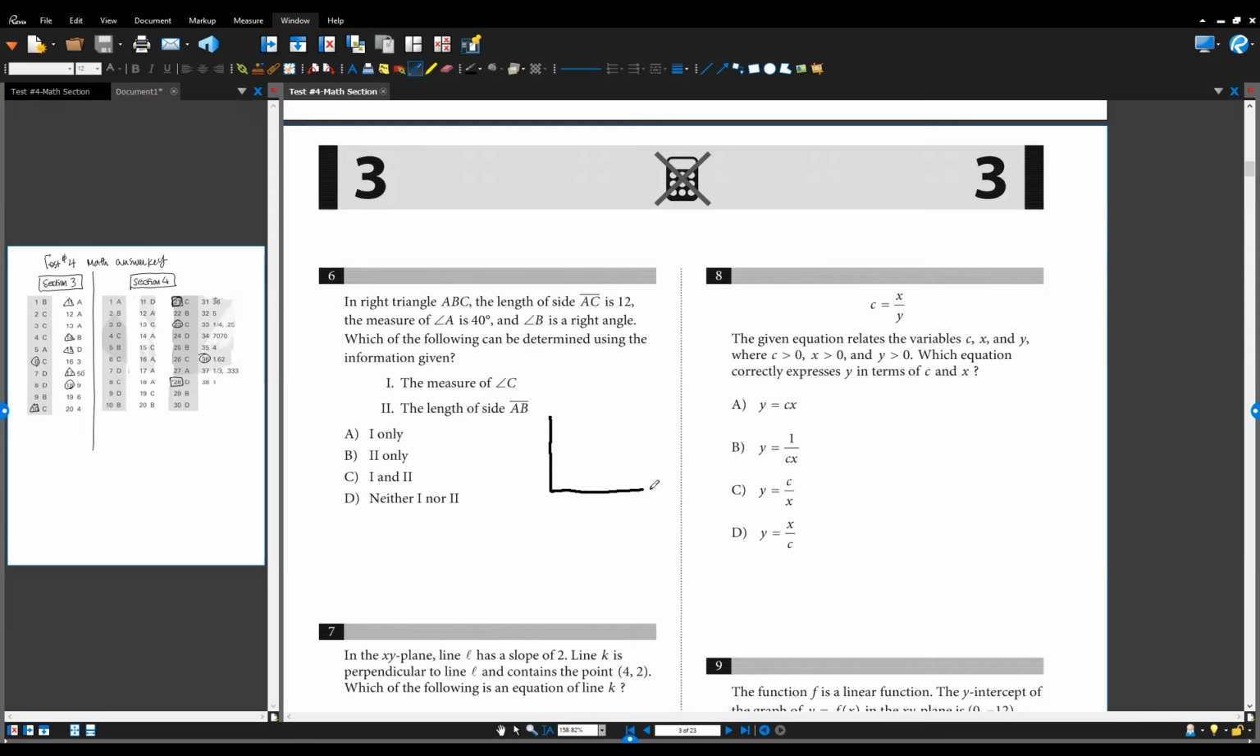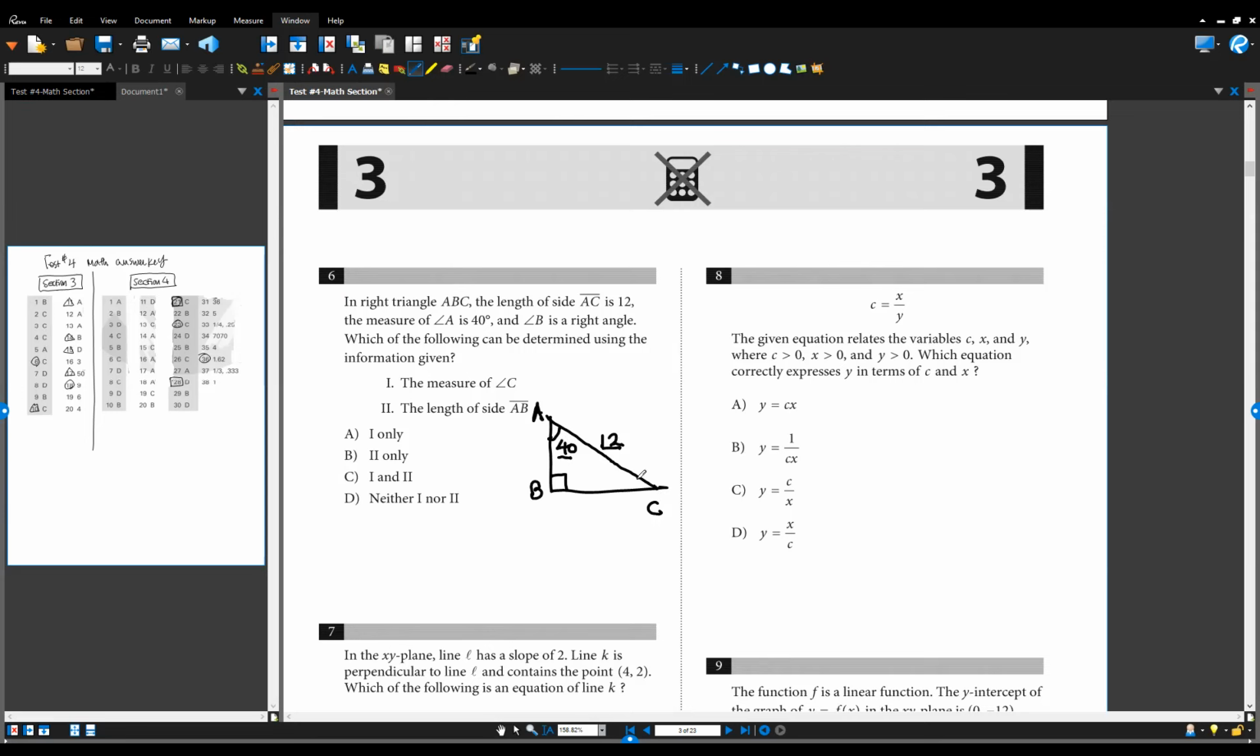So this B is a right angle. Maybe this is A, the other side is C, right? This side is 12. This is given. Angle A is given. This is 40 degrees. Using this, which of the following can be determined using the information given? Using this, what can you get? You can get everything.